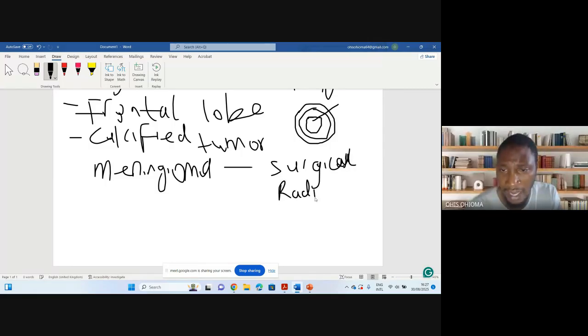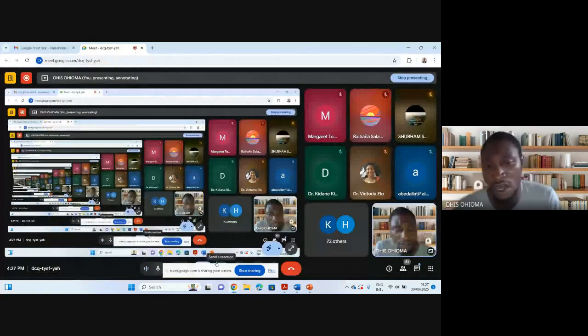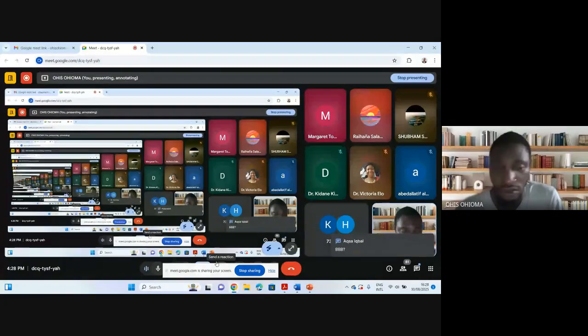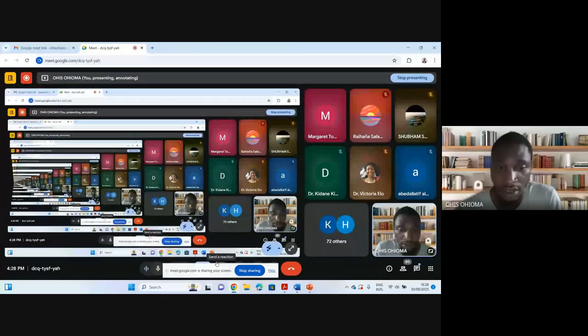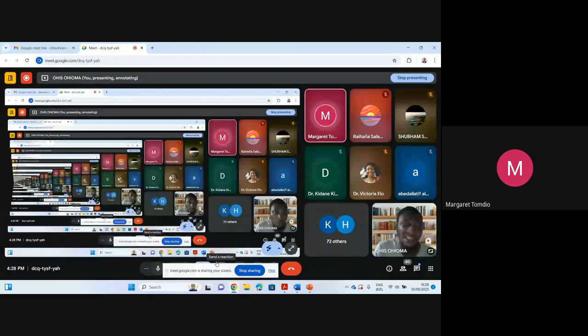Can anybody tell me why chemo is not so efficacious or effective for brain tumors? Can anyone have an idea? Can anybody take a wild guess why chemotherapy is not so effective in managing these tumors? Anybody can hazard a guess? Yeah. So the blood-brain barrier is a very significant barrier to therapies. Yeah, the structure of the cells, the layout of the cells there.